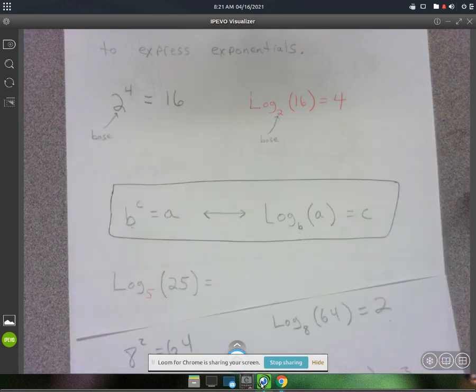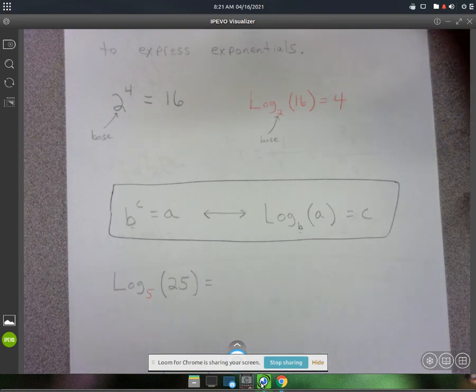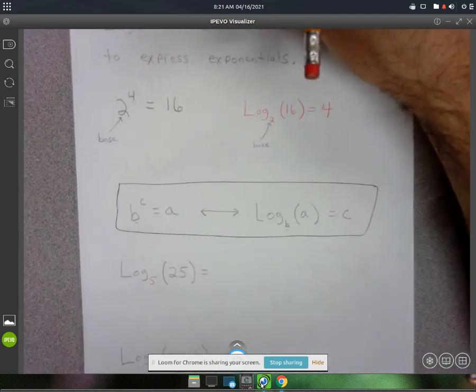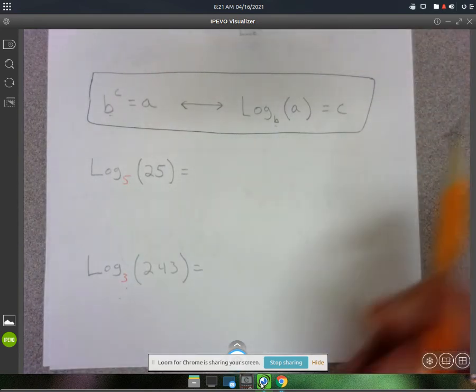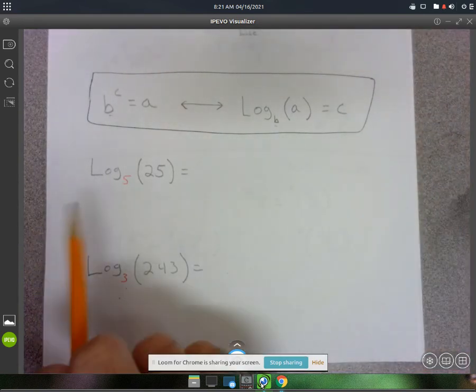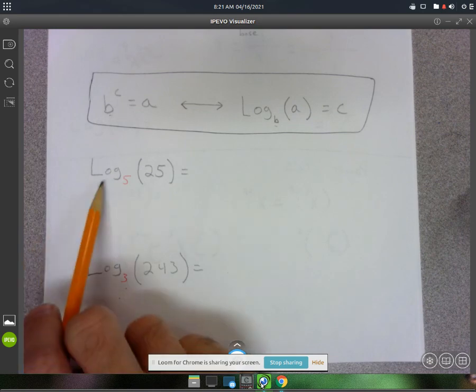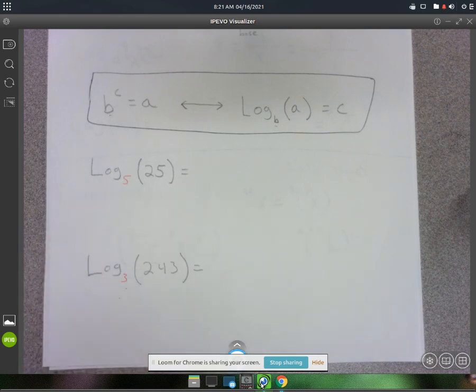So it's another way of writing an exponential expression. They come up quite a bit as far as solving exponential equations, which you haven't gotten to do yet. So what I'm going to do now is look at just evaluating a logarithmic expression.